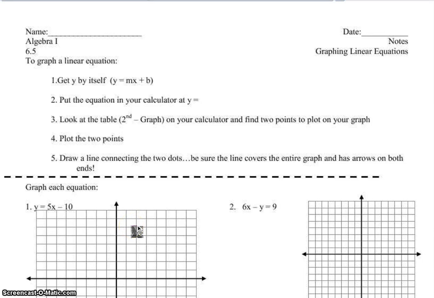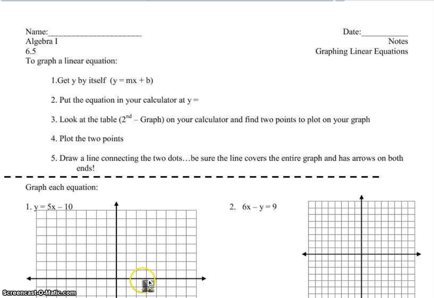This is for Algebra 1, and today we're going to start graphing linear equations. The first thing that you need to do when you're going to graph a linear equation is get y by itself. Then you're going to put the equation in your calculator at y equal, so everything after the equal sign goes in your calculator. You're going to look at your table using second graph to get there on your calculator and find 2 points to plot on your graph.